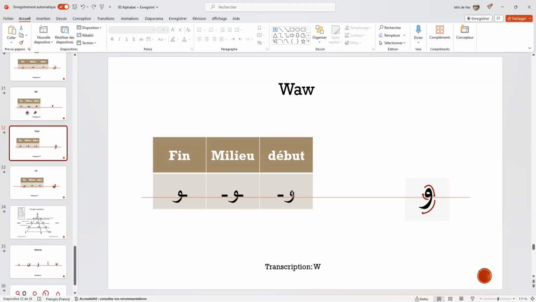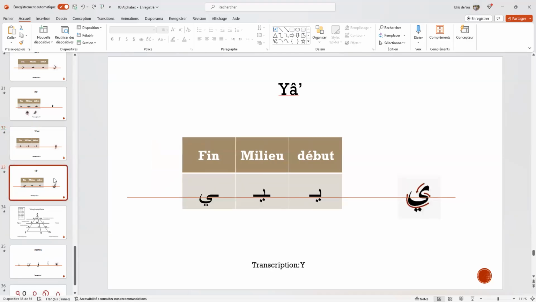Now, to explain to you what a semiconsonant, a semivowel, is, I'll take the example of the YA, because the YA is like the "y" in "yes" in French.